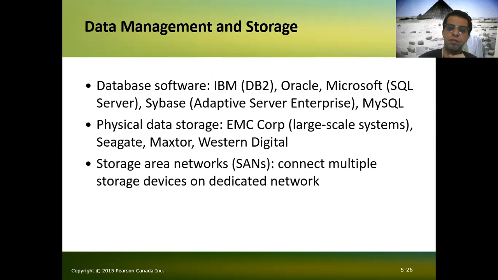And then the physical storage, where EMC is number 11 worldwide in IT revenue and business. And it's a large scale system. They have what you call disaster recovery, backup, and all these things. And then you have Seagate, they call it Seagate now. And then you have Maxtor, and you have Western Digital and Iomega.